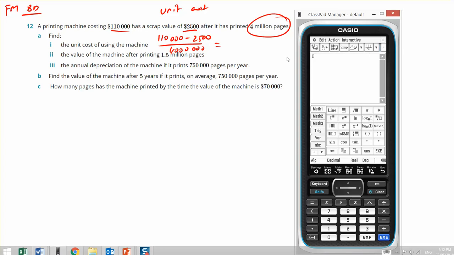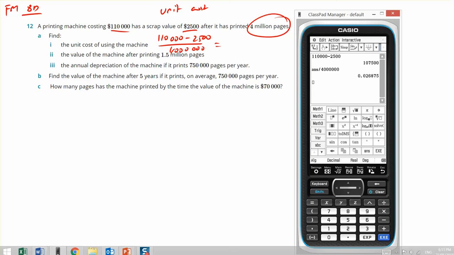So if I go 110,000 minus 2,500, click enter, I'm going to divide the answer by 4 million. And I've got to make sure I've got enough zeros. So you're losing around 2.68, no, 2.69 cents per page.